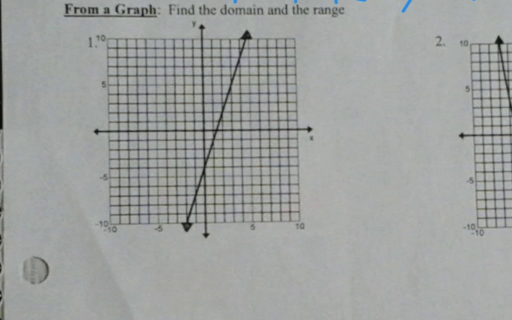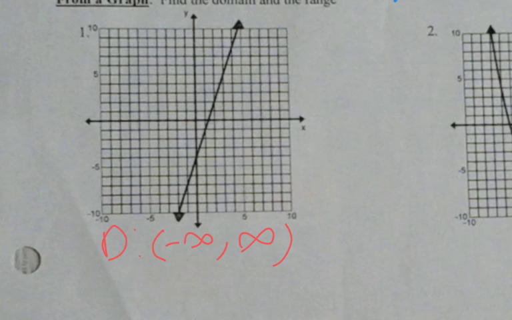So if we're looking at question 1, we see that it's a straight line with arrows at both ends. If we were going to find the domain, we notice that it contains all the x values on this part of the x-axis, and all the x values on this side of the axis. So how we write this is parentheses, negative infinity, comma, infinity, because there is no stopping point on this graph, so all we can assume is that it goes to infinity and beyond.